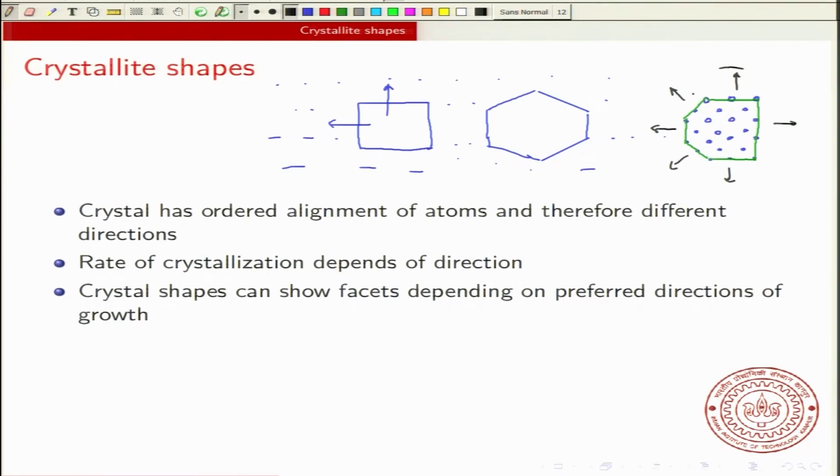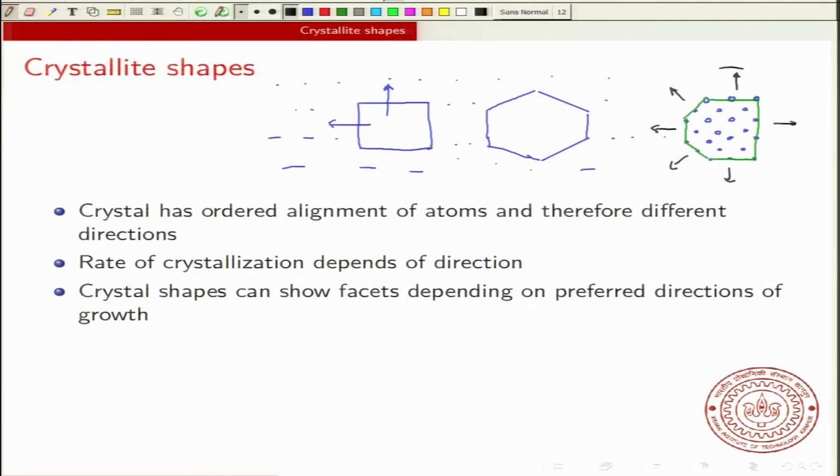And now the question is, if this piece of crystal is lying inside a liquid, then atoms will deposit on all sides, but there will be certain preferred phases in which the atoms will deposit faster. So they might prefer to deposit on this phase, and so certain directions of the crystal will grow faster than certain other directions. So in other words, the rate of crystallization depends on the direction. The crystallization might be faster along one direction and slower along the other direction.